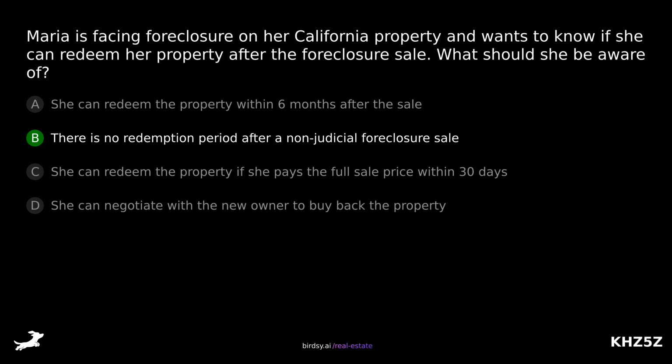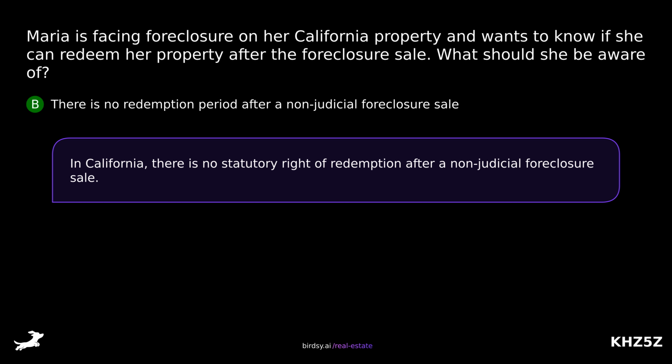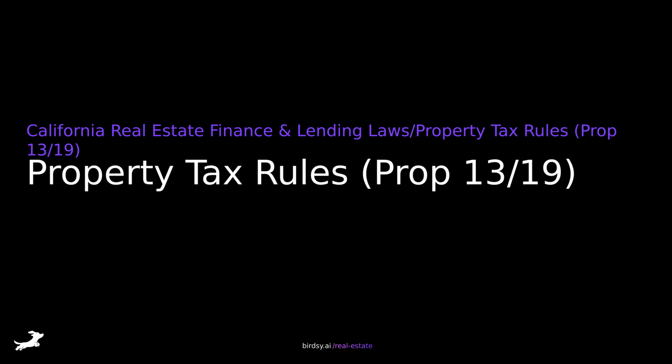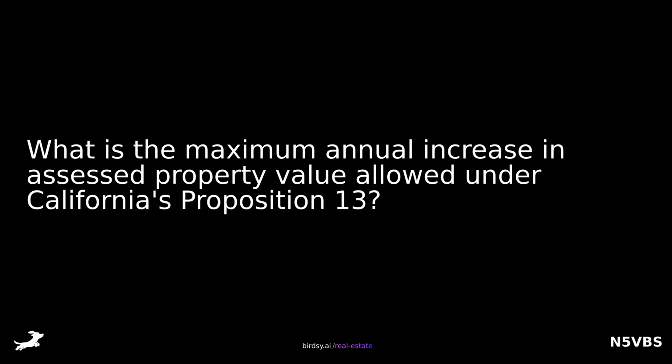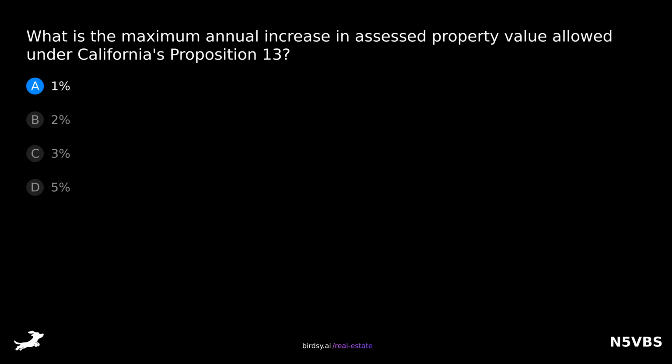The answer is B, there is no redemption period after a non-judicial foreclosure sale. In California, there is no statutory right of redemption after a non-judicial foreclosure sale. Property tax rules. What is the maximum annual increase in assessed property value allowed under California's Proposition 13? Is it A, 1%, B, 2%, C, 3%, or D, 5%? The answer is B, 2%.